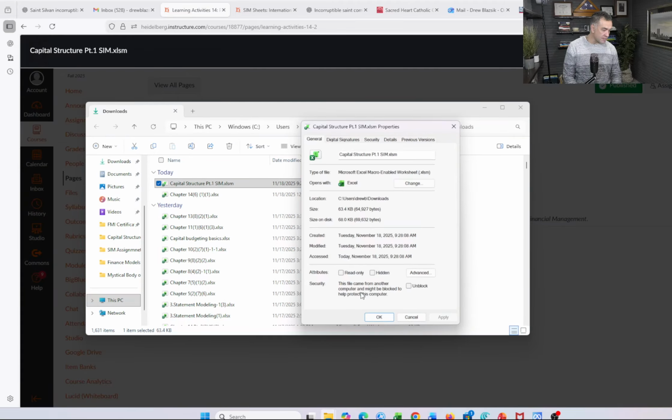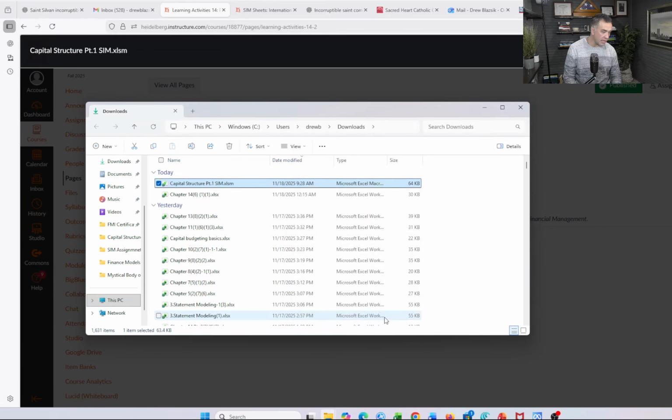You see where it says this file came from another computer and might be blocked to help protect this computer. I want you to uncheck this. This is a safe file, and I'm going to show you why. So hit OK. Now we can upload it.